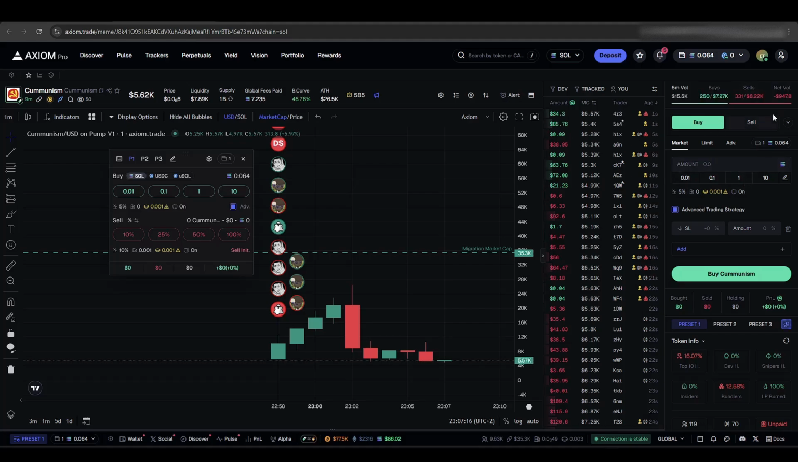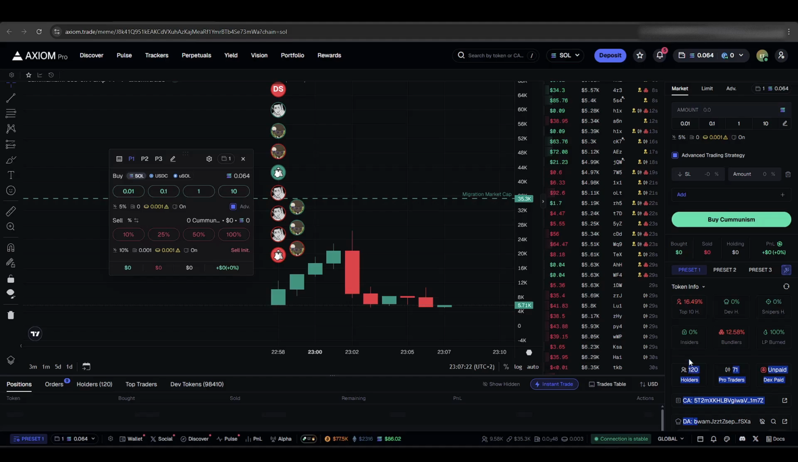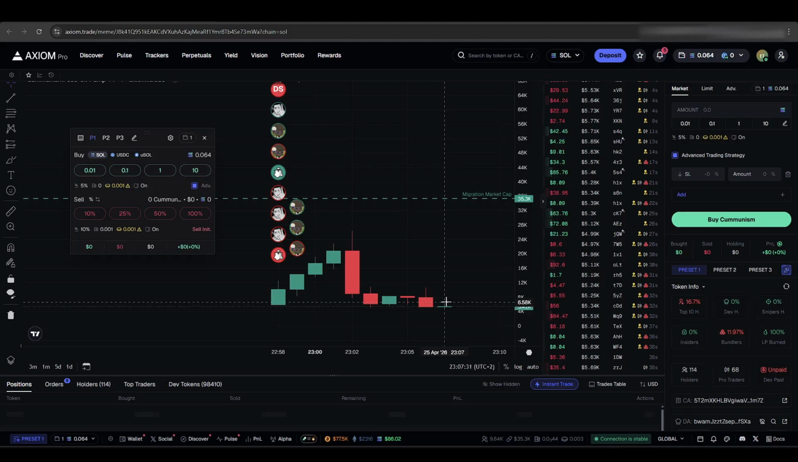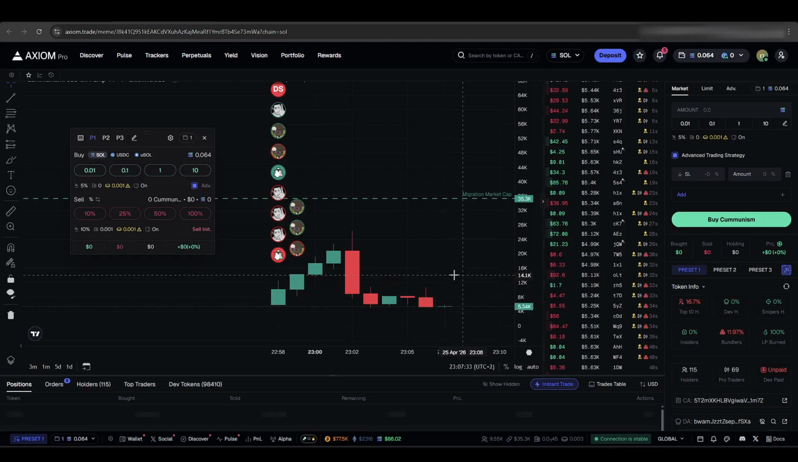This one is minus at the moment. This is not good. Also, this is dropping, which is also not good. This one is 120. This is still okay. Now, the good thing is this is only at 5K, right?